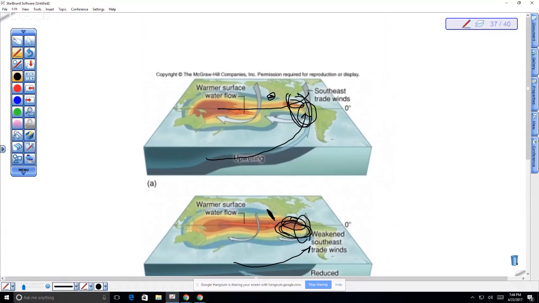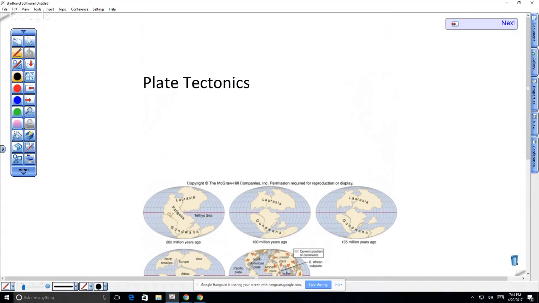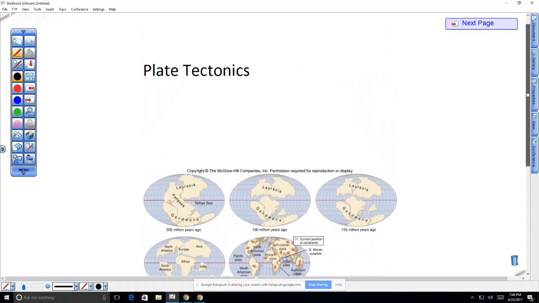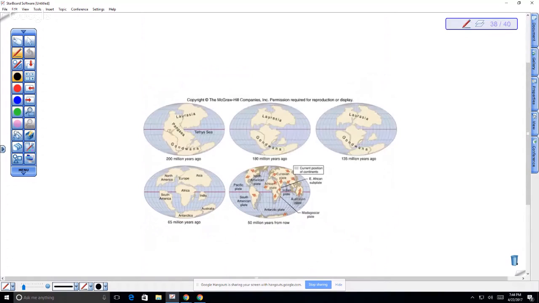Okay, so that's the movement of water. And then finally, I mentioned that the Earth does move. This is Pangaea, and notice how over time the continents have separated. We also see that there are plates and there's still movement. Some of these plates are going to cause earthquakes, and there's a big concern that the movement of the Pacific plate is going to cause an earthquake on the Pacific coast.